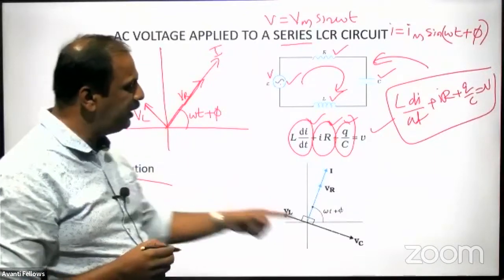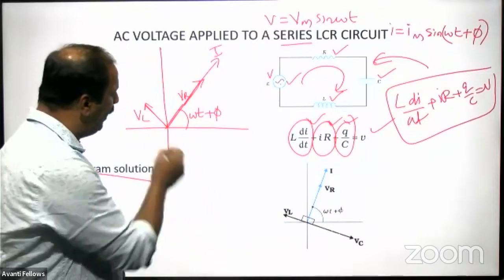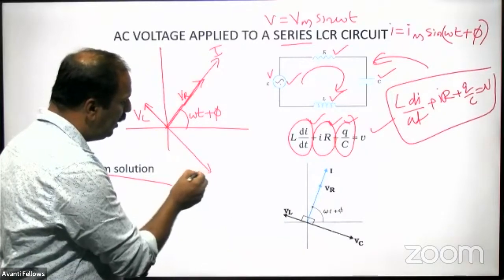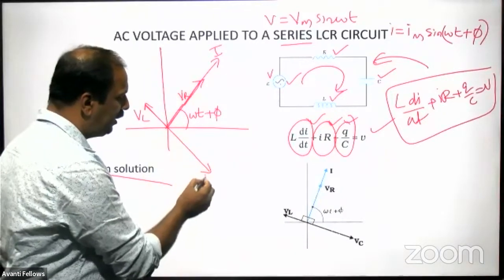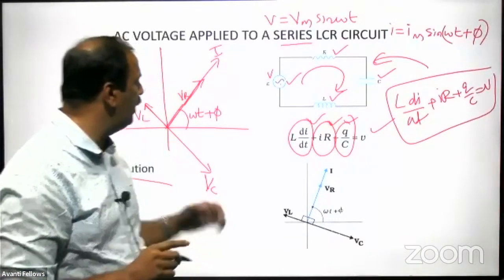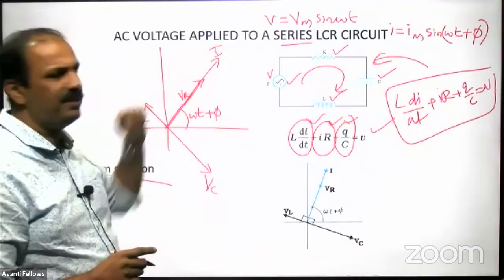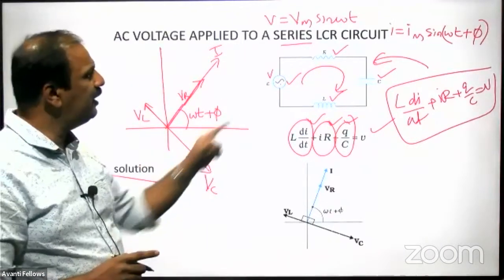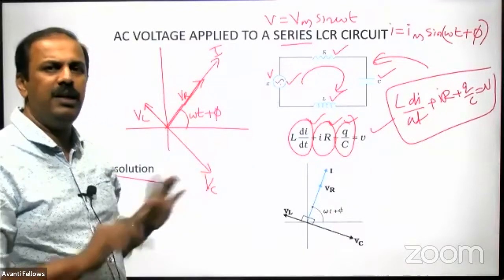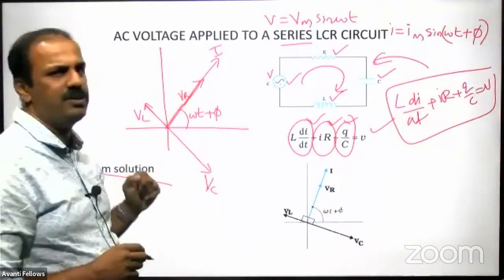And what about voltage across capacitor? Voltage across capacitor will be lagging by an angle of pi by 2. So this is voltage across capacitor. Those who have not understood, once more you listen carefully. The current through all the components is same. That's why we have taken current like this. Voltage in the resistor will be in phase with current. There will not be any phase difference. That's why the voltage across resistor will be like this.